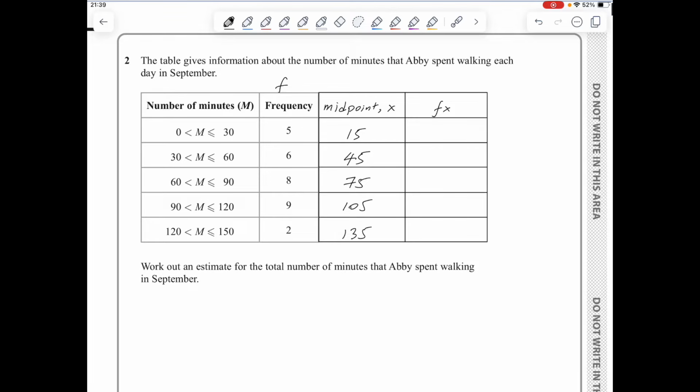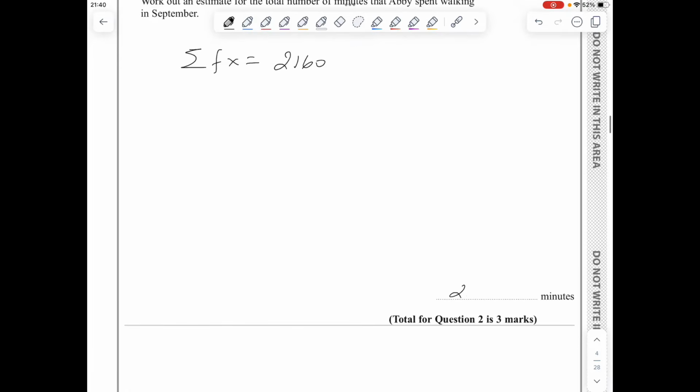Now let's multiply 5 by 15 is 75. And let's repeat for the rest of the rows. I get 270, 600, 945, and 270. Now, the estimate for the total number of minutes is the sum of the column Fx, denoted as sigma Fx, and if you add those numbers, the answer will come out to be 2160, and this is our final answer.